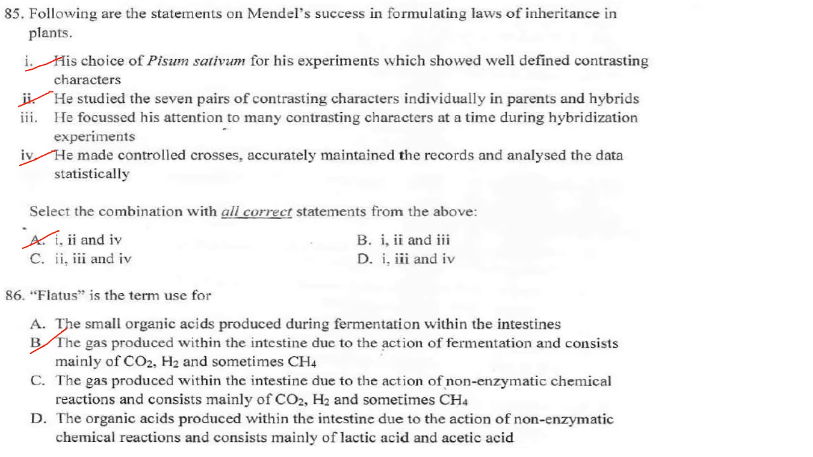Then he made controlled crosses, accurately maintained the records and analyzed the data statistically. So that is also correct. So 1, 2 and 4 are correct and that gives answer as option A. Then flatus is the term used for the gas produced within the intestine due to the action of fermentation and consists mainly of carbon dioxide, hydrogen and sometimes methane. Answer is option B.